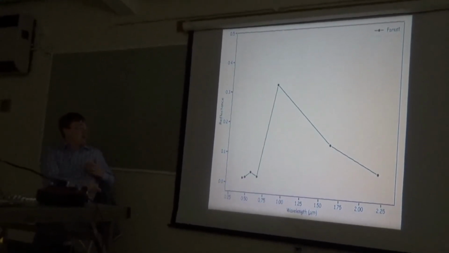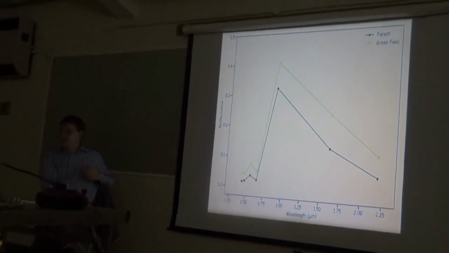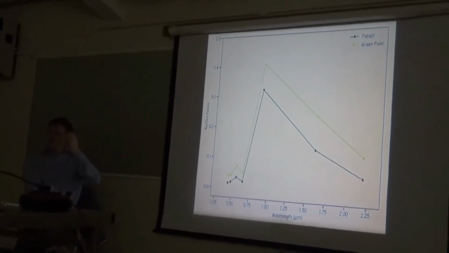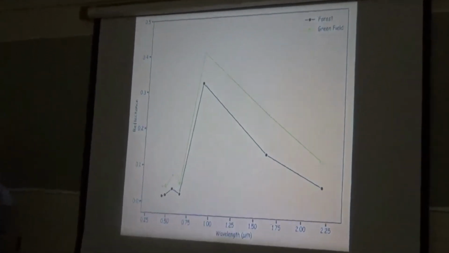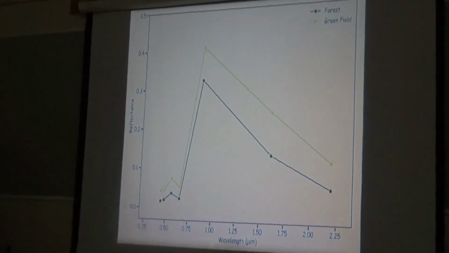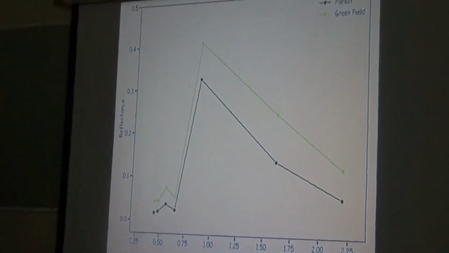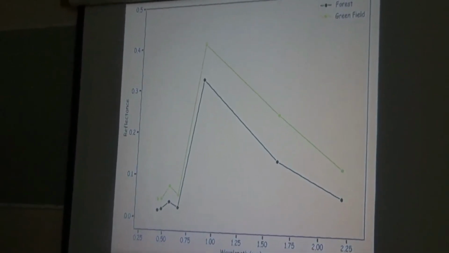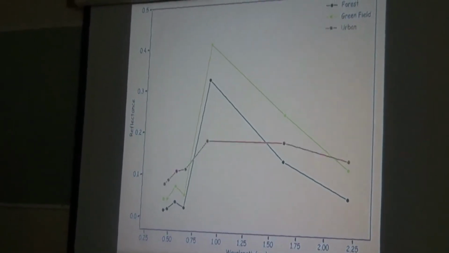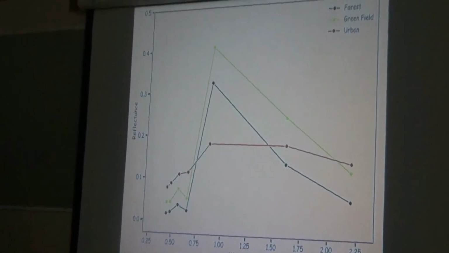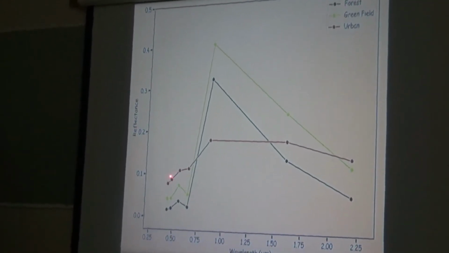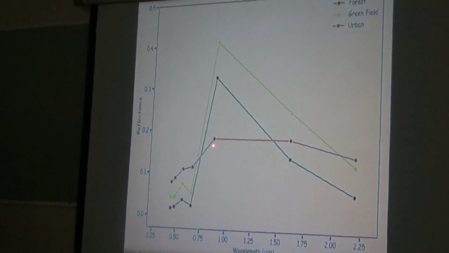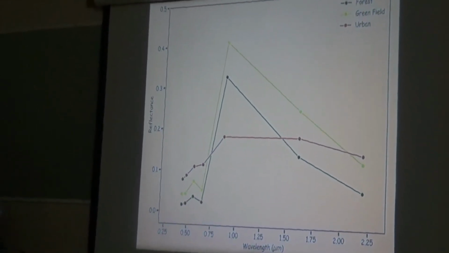And then it kind of drops off. If we look at a green field, we see that we get a very similar pattern. High in the green, low in the others, high in the near infrared, but the whole thing's kind of shifted up a bit because green is a bit brighter overall. Farmers' fields, green fields are a bit brighter overall than forests are. If we add urban areas into the graph, you see we get a very different sort of shape to the graph, so a sort of gradual increase and a sort of flattening off.